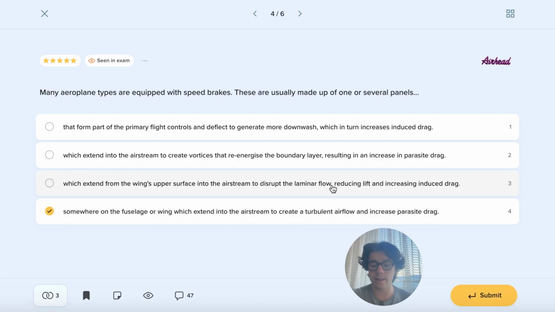So the answer Charlie also could be possible. However, this one would refer mainly to the spoilers, the ground spoilers, or the lift dampers, which decrease the lift, and they disrupt the flow completely. And this is why they're extended mainly when we have the weight on the wheels and when we're safely on the ground.